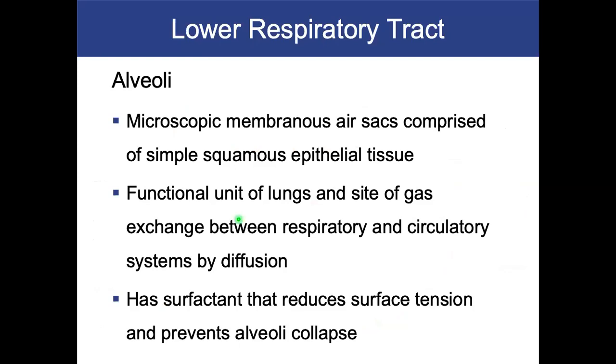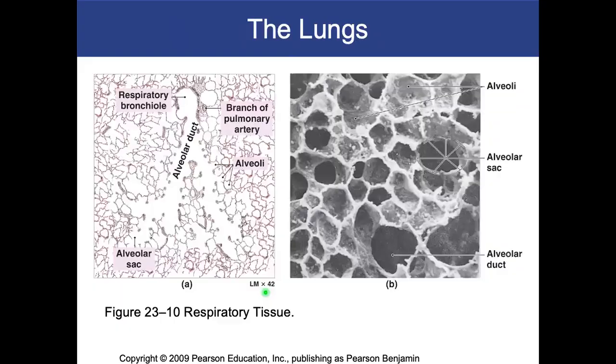Alveoli are microscopic membranous air sacs. They are composed of simple squamous epithelial tissue. So if it's simple squamous epithelial tissue, how many layers are there? Good. So simple is one layer, and squamous would be that fried egg shape, and it's epithelium. The alveoli is a functional unit of gas exchange, right? So it's a functional unit of the lungs, and it's where gas exchange happens. It has surfactant, so that reduces the surface tension and prevents the alveoli from collapsing.